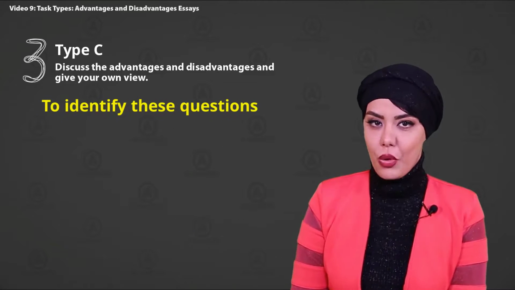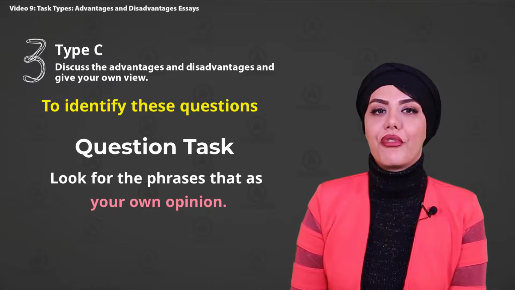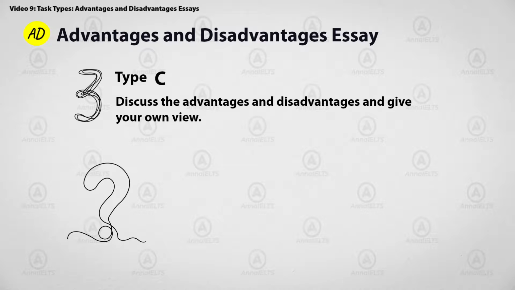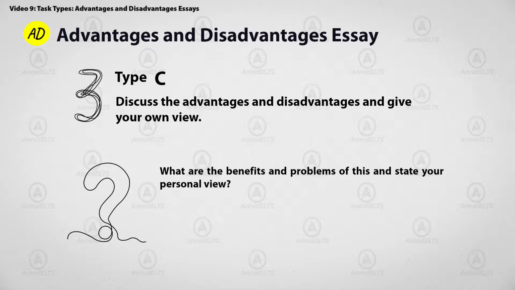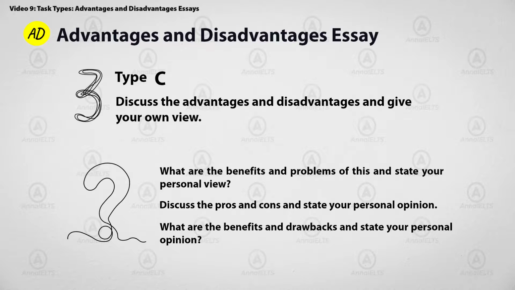To identify these questions, search in the question task and look for the phrases that ask your own opinion. For example, what are the benefits and problems of this, and state your own personal view. Discuss the pros and cons and state your personal opinion. What are the benefits and drawbacks, and state your personal opinion.